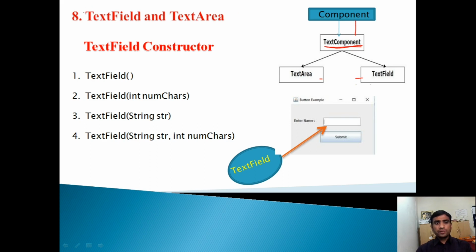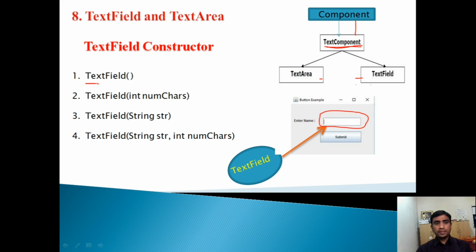As you know, a text field is nothing but an empty box where you can type user defined text or user strings, or you can accept strings from the user. Now in this diagram you can see this control is nothing but a text field. A text field can be created by using constructors.